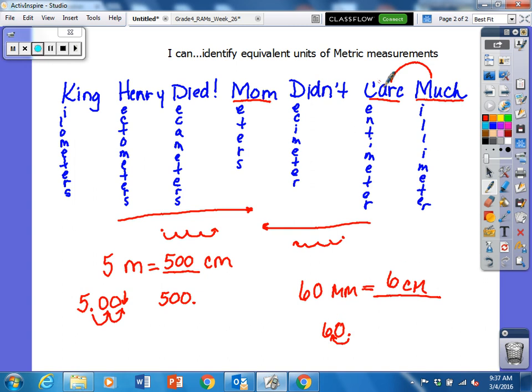We're going to use this strategy as another form of being able to convert our metric system. Since it's not as familiar to us, this can help us. If we remember King Henry died, Mom didn't care much, knowing that if we go this direction, from greatest to least, we're going to move the decimal that way. And if we go this direction, from least to greatest, we're going to move the decimal that way. So that's a strategy we're going to be practicing in the next couple of days.